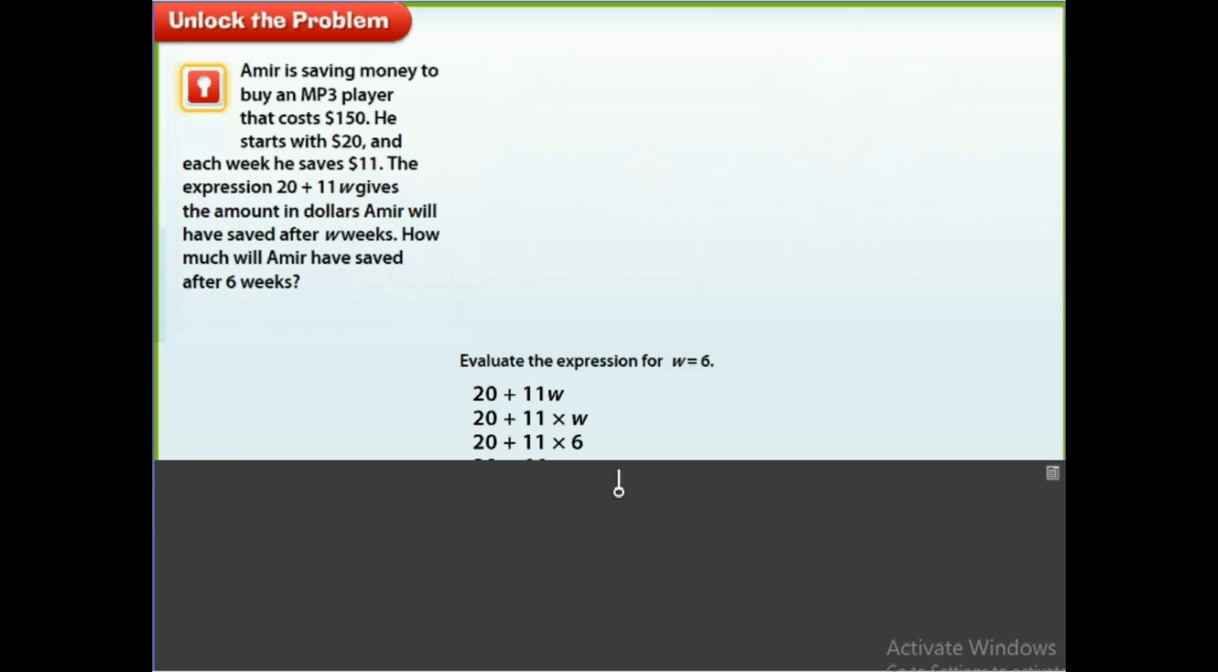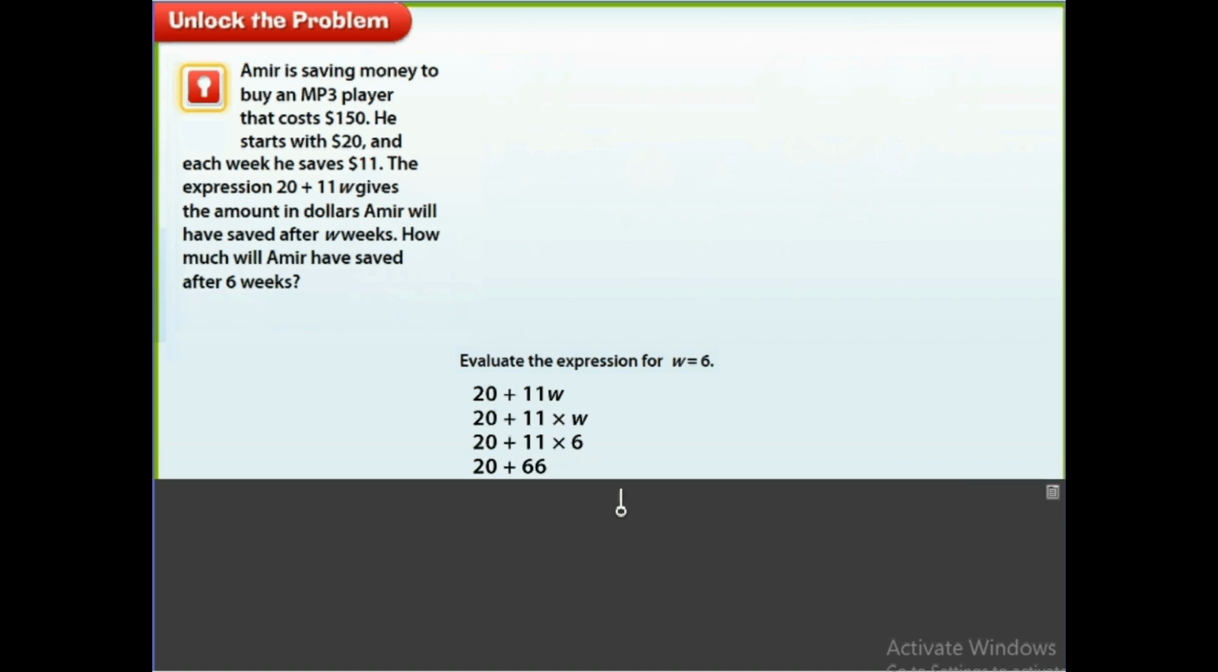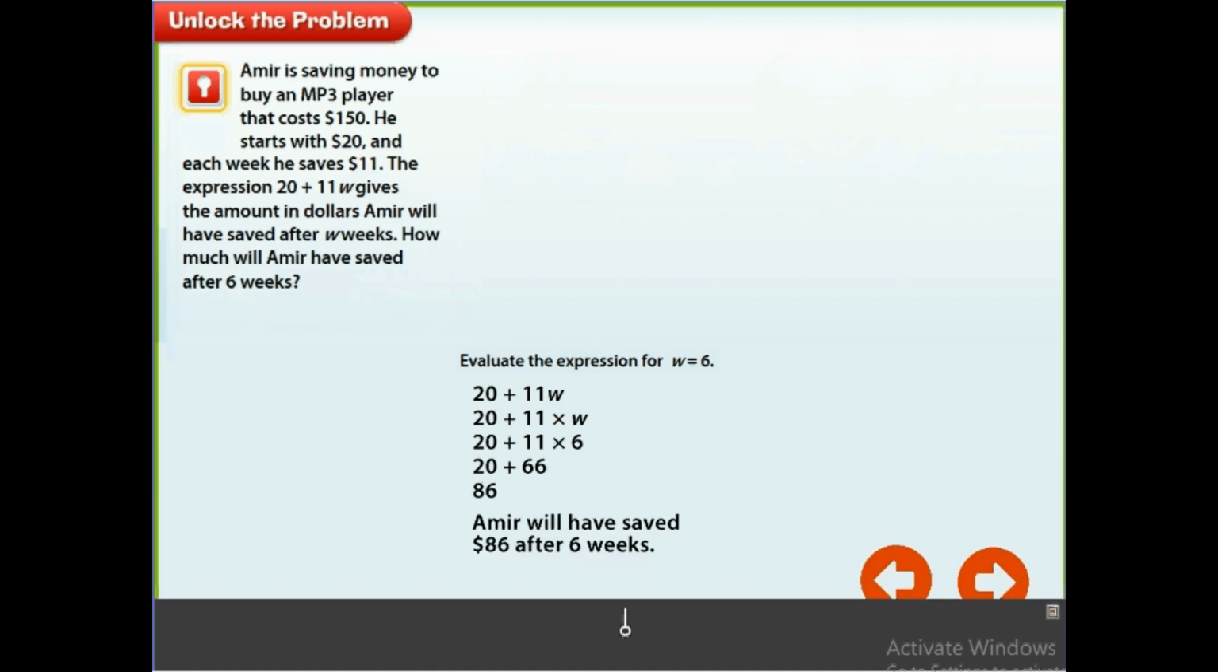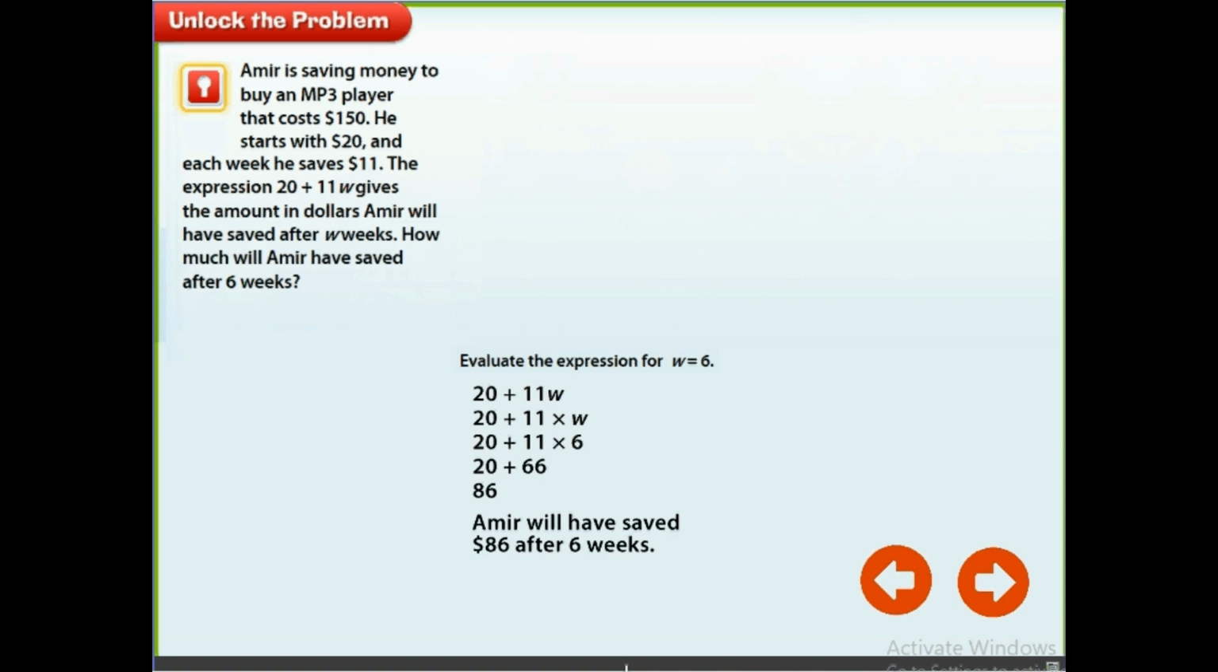Now, follow the order of operations. Multiplication should be performed before addition. 6 times 11 equals 66. Now add 20 plus 66. The answer is 86. So Amir will have saved $86 after 6 weeks.